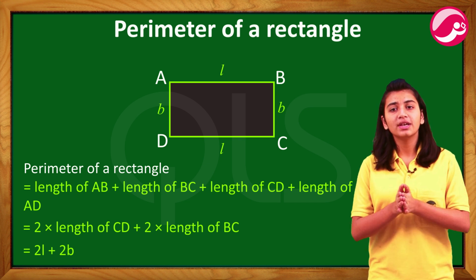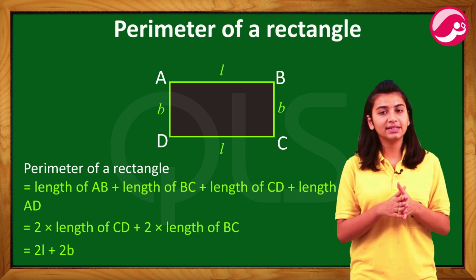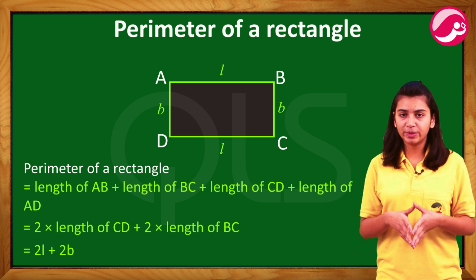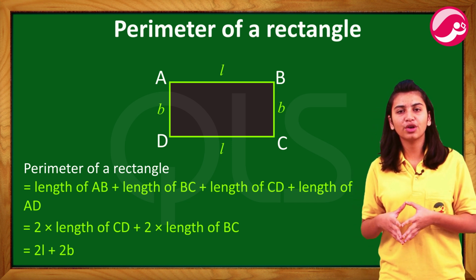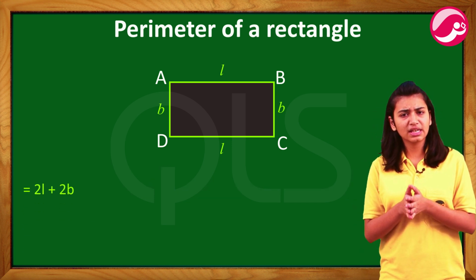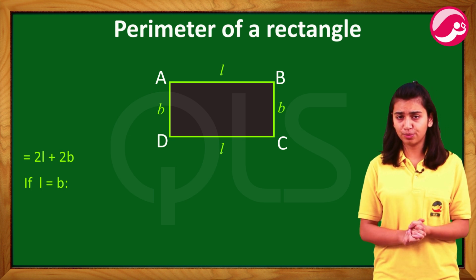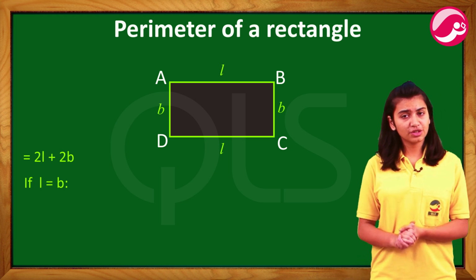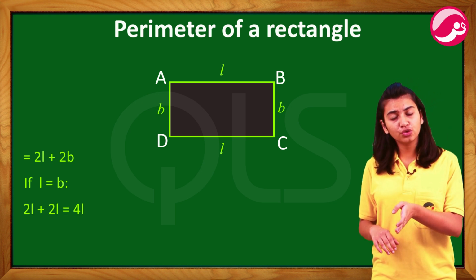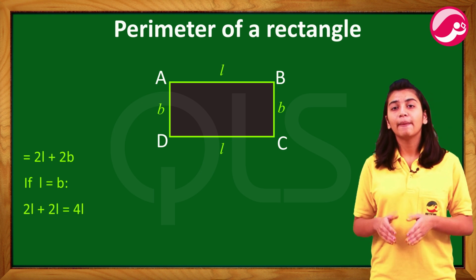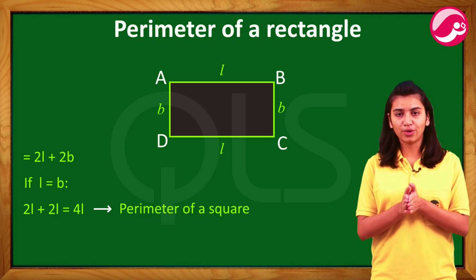The rule therefore is that the perimeter of a rectangle is equal to 2L plus 2B, where L and B are the respective length and breadth of the rectangle. Discuss what will happen if L is equal to B. अगर L और B equal हो जाएंगे तो आप फॉर्मूला में रख के देख लो ना, 2L plus 2L, 4L, मतलब वो rectangle नहीं एक square होगा.